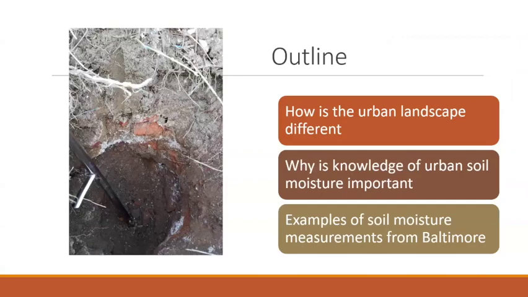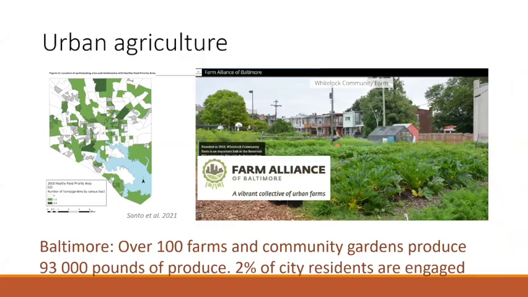So this is what we have to deal with. But we think this is important, nonetheless, to understand urban soil properties, including soil moisture conditions. One of them is urban agriculture, which is very different in scale, obviously, than what most of you are familiar with or thinking about, but nonetheless very important. And it is important because many cities like Baltimore have a lot of vacant properties, vacant lots, which can be turned into beneficial green spaces.